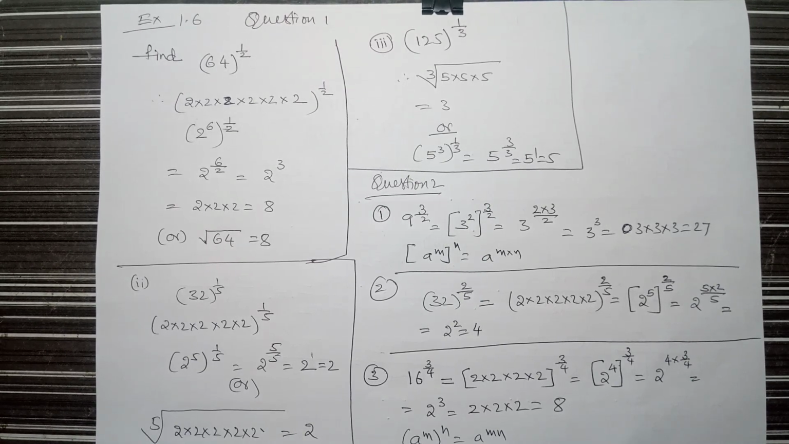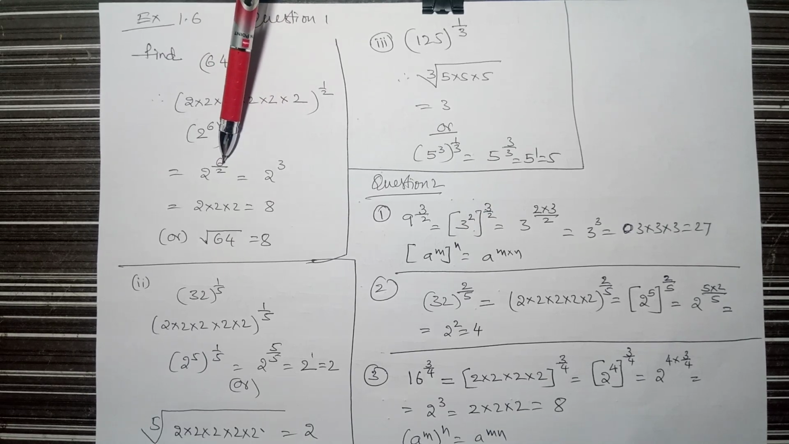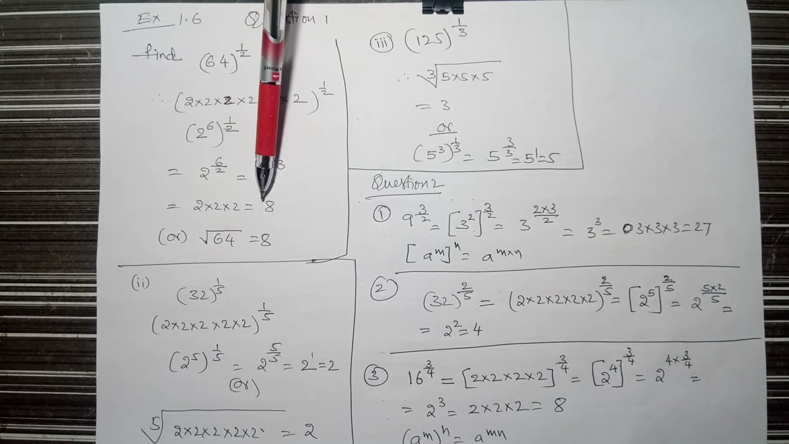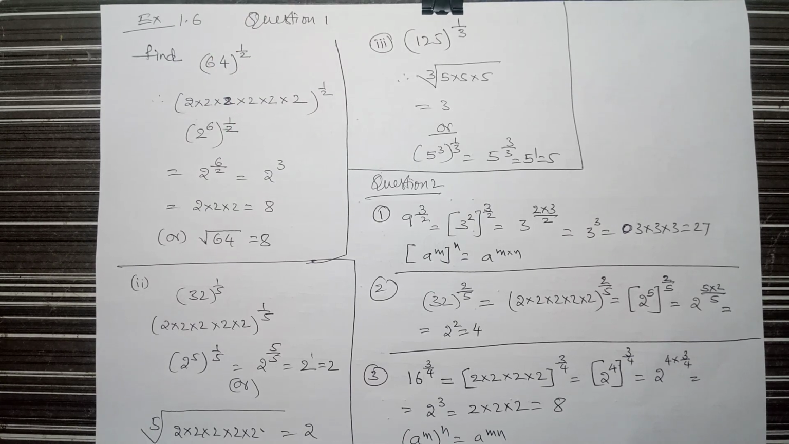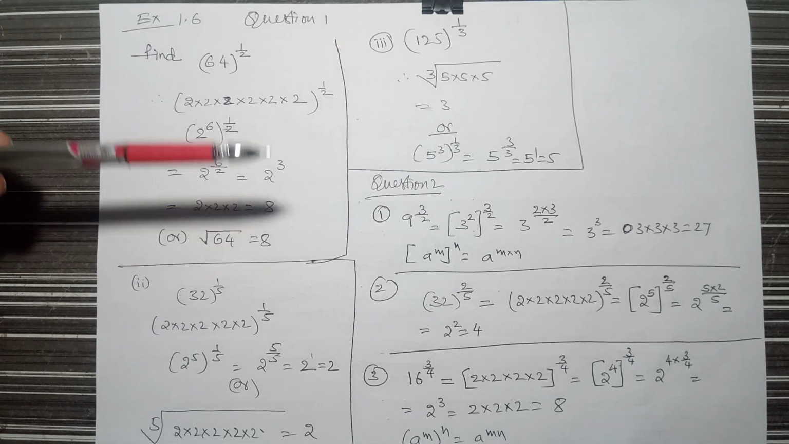Therefore here, (2 power 6) whole power 1 by 2, that is 2 power 6 by 2, because (a power m) whole power n is equal to a power mn. So 6 ones are 6, by 2. Therefore 2 will cancel in 6, 3 times, 2 power 3, that is 2 into 2 into 2, that is 2 2s are 4, 4 2s are 8. Or otherwise, the power 1 by 2 can be written as root. Root of 64 is also 8.